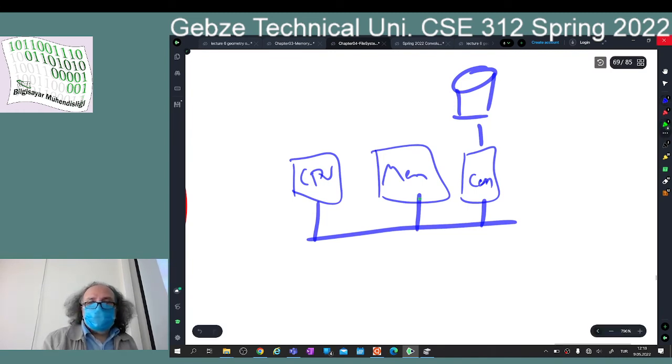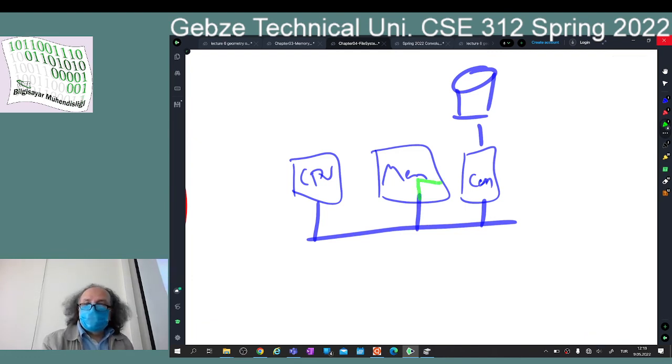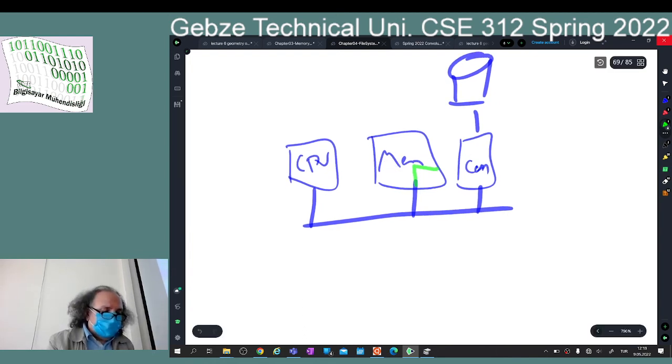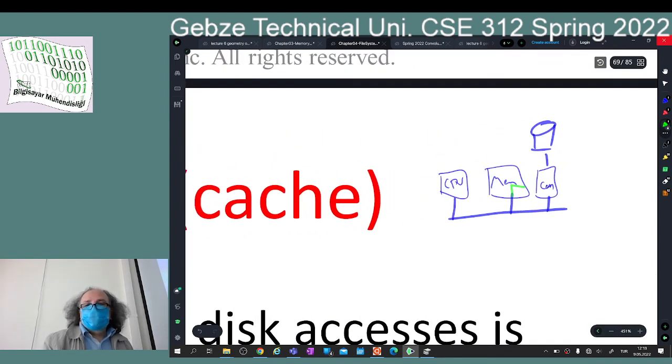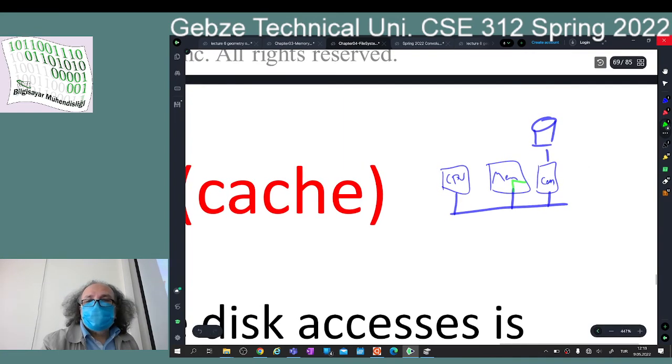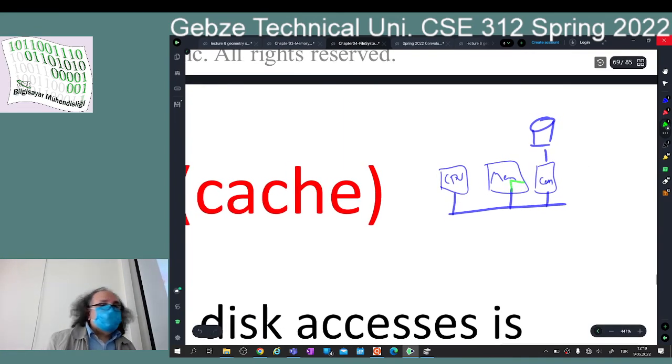Usually we keep some part of our memory as a cache between the disk and the CPU. Sometimes this cache is inside the controller, sometimes inside the memory. Definitely there is a cache inside my controller, as I said before. So how do I manage this cache?